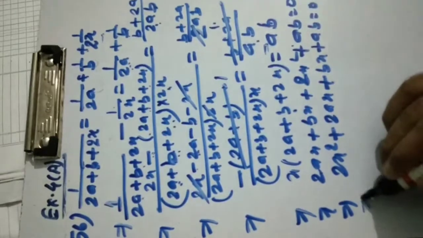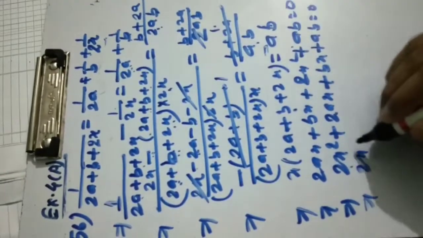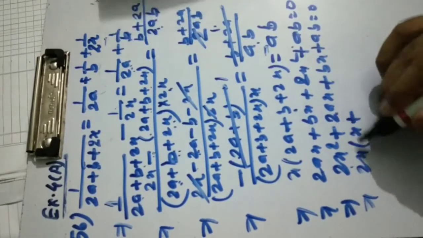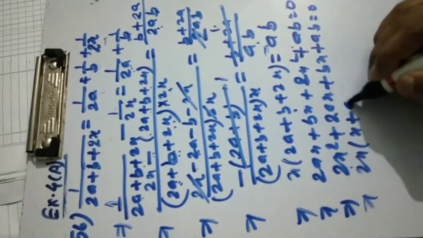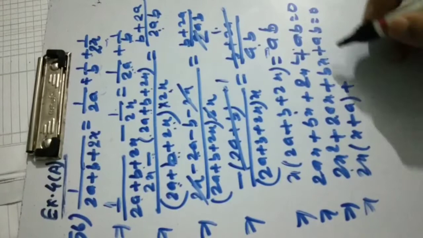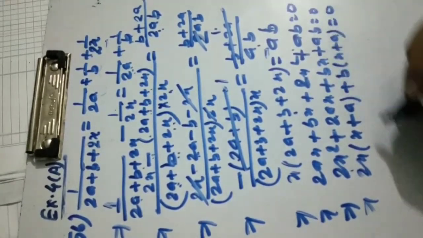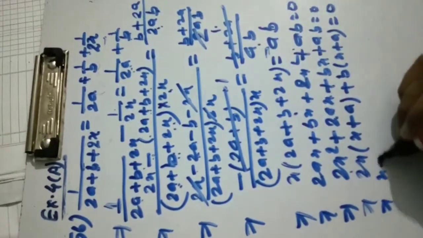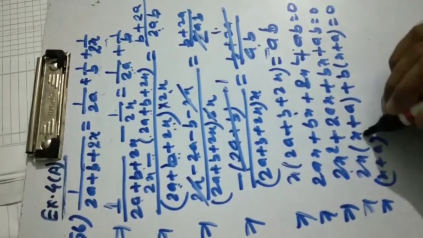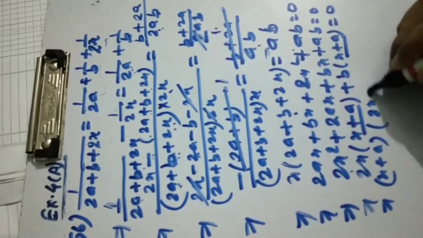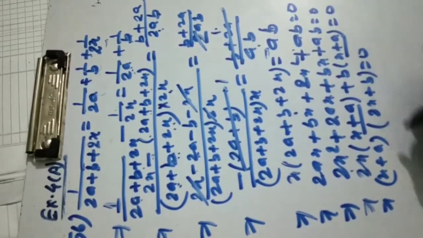Now in these two terms 2x is common, then x will be left here, and 2x is common, then a will be left here, and in these two terms b is common, then x plus a will be left, is equal to 0. Now x plus a is common, then here 2x will be left plus b is equal to 0.